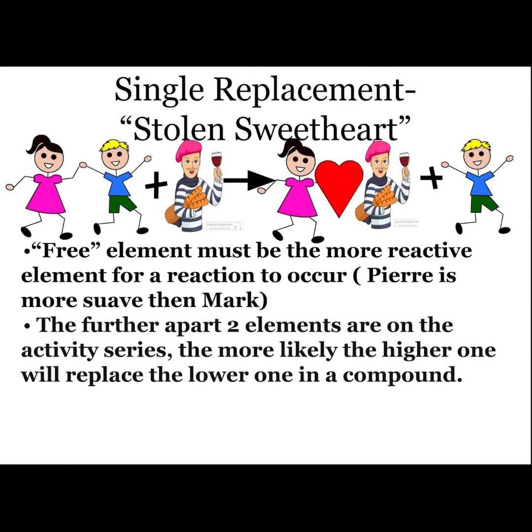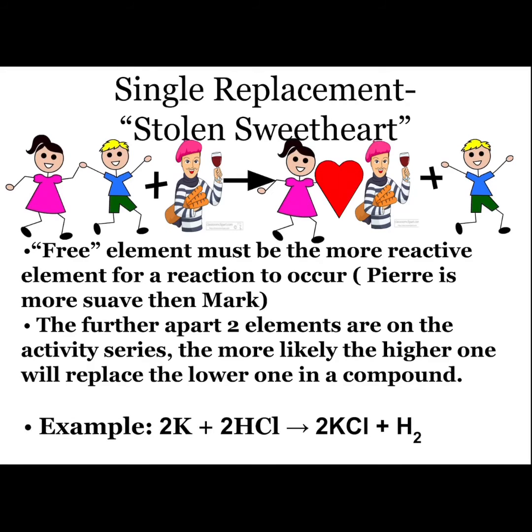The further apart 2 elements are on the activity series, the more likely the higher one will replace the lower one in a compound. Here's my example. I have 2K plus 2HCl. So in this example, my K and my H are just switching places. So now I have 2KCl plus H2.